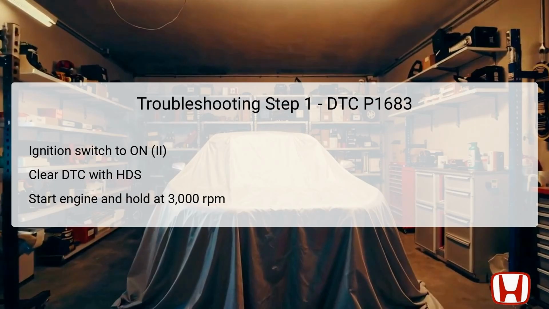In the first troubleshooting step for DTC P1683, ensure the ignition switch is turned to on 2, where the engine start-stop button is pressed to enter on mode. Utilize the HDS, Honda Diagnostic System, to clear the DTC from the system. After clearing, start the engine and maintain an RPM of 3000 without load until the radiator fan activates. This process helps confirm whether the issue persists.